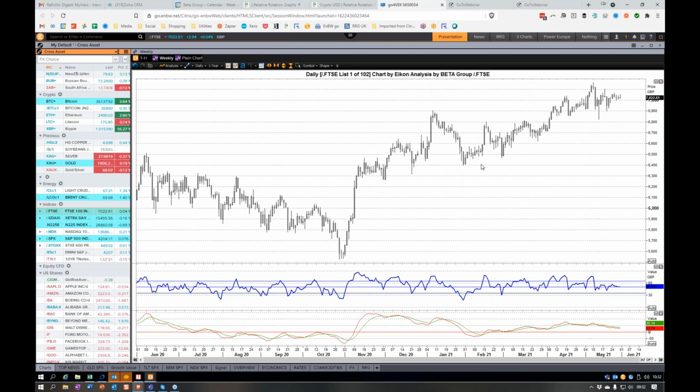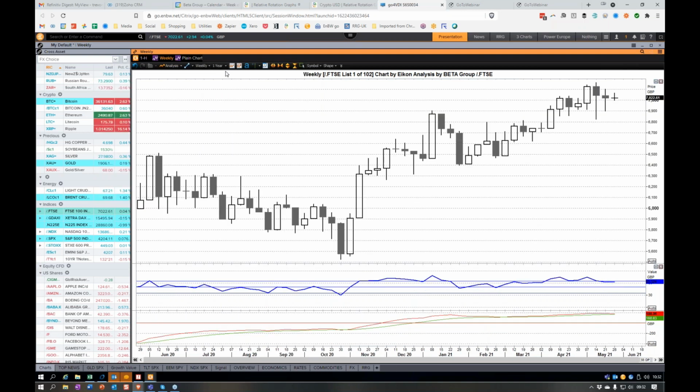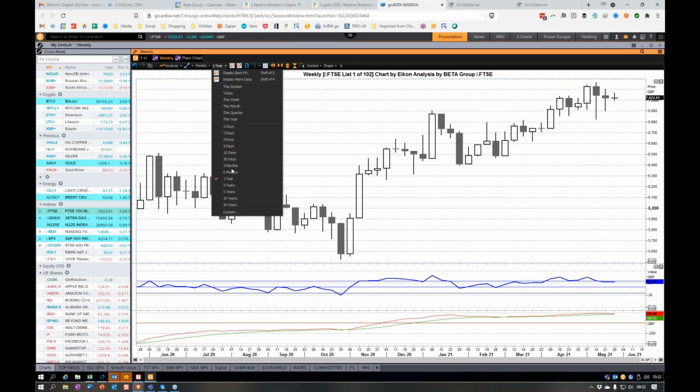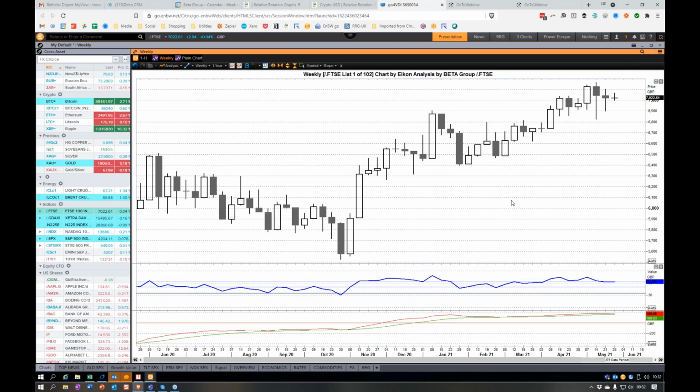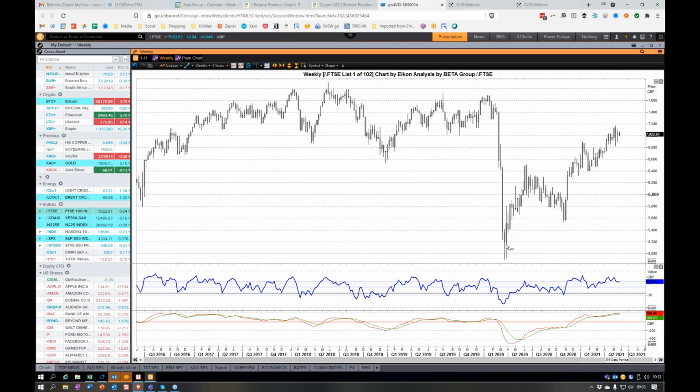FTSE doing well, really doing well. Who'd have believed it, really? But it's benefiting from the commodities boom a bit here, but it's been hindered by a strong sterling. So here's the weekly chart. Let's bring in some more data here. So we've pushed ahead strongly towards this big resistance, and this is what worries me here.